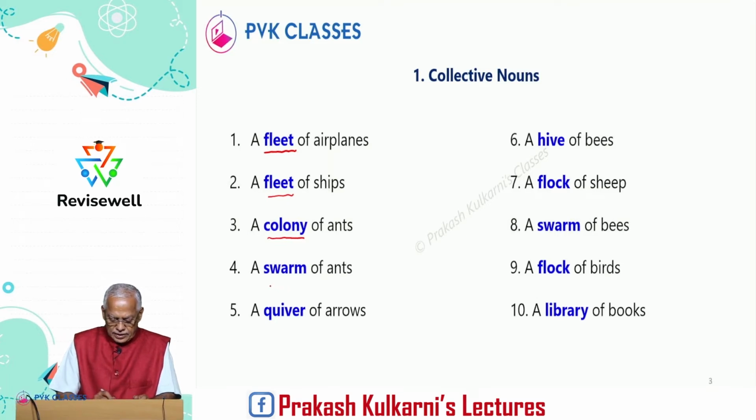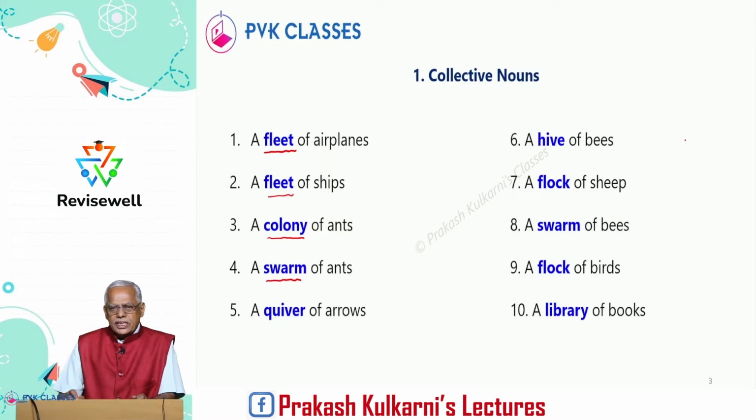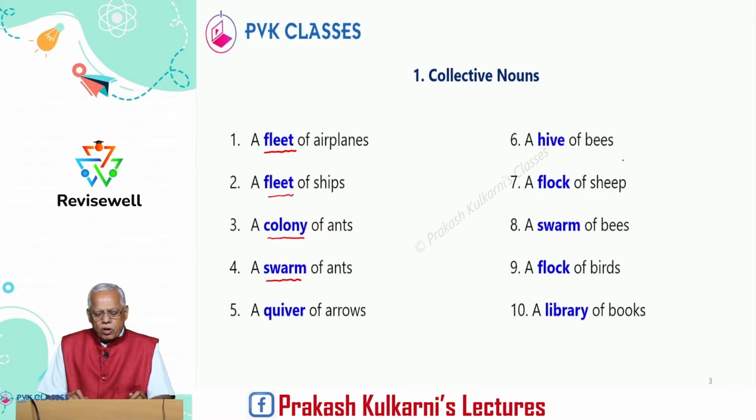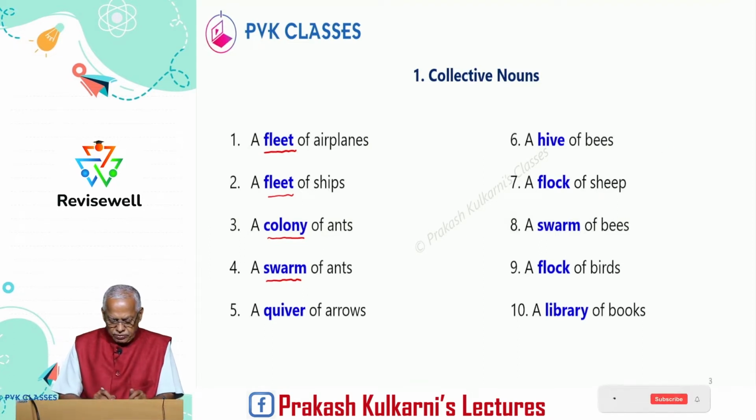Then another name is given, collective noun, that is a swarm of ants. Then next one is a dash of arrows.